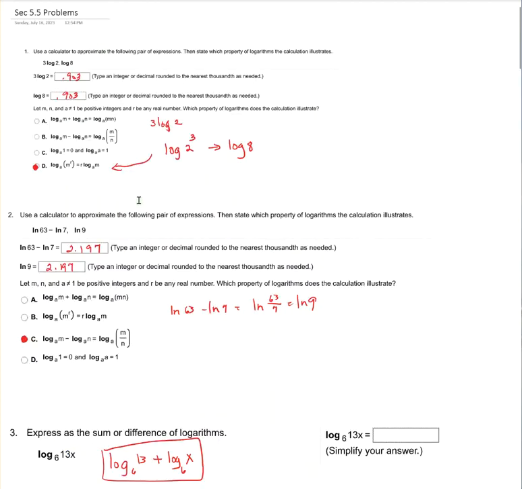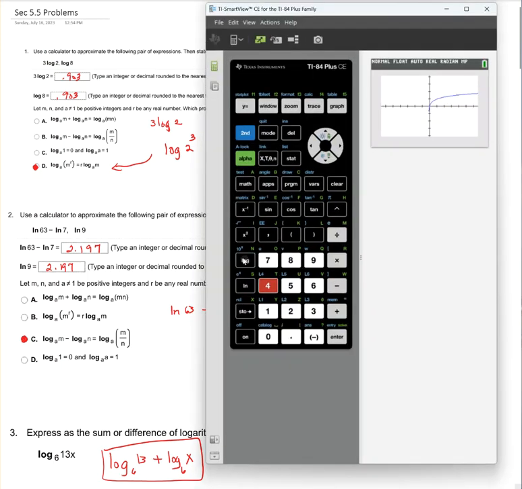These first 2 are just showing you can do certain things on the calculator, and then it asks which property the calculation illustrates. So 3 log 2 and log 8. If you go to the calculator and clear, and we just did 3 log 2, close, and hit enter, we get 0.903, as it said to round to the nearest 3 digits. And if we did log 8, close, enter, we got the same thing.